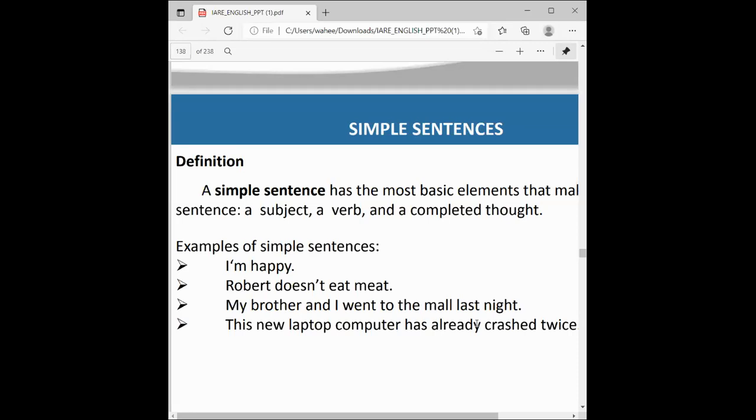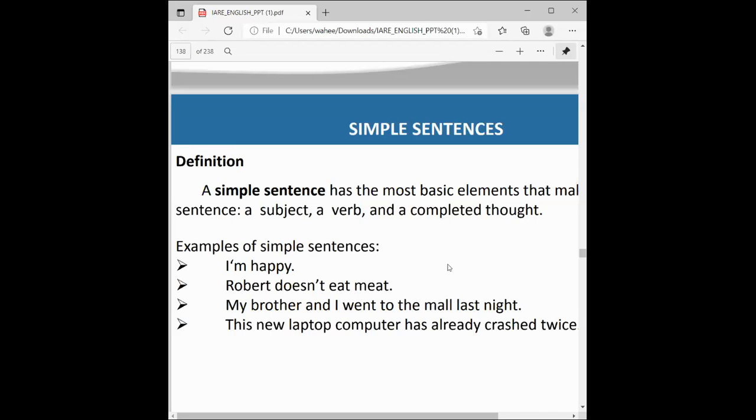I am happy. Robert doesn't eat meat. It is telling about what Robert does. He doesn't like to eat meat. My brother and I went to the mall last night. It is telling you in a simple sentence. This new laptop computer has already crashed twice. This is also a complete simple sentence.